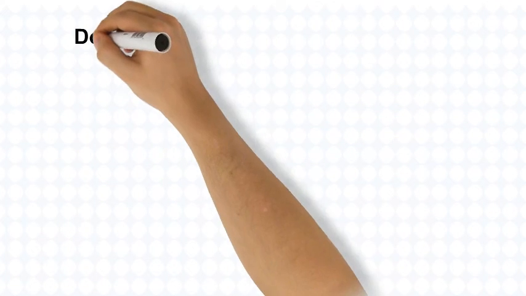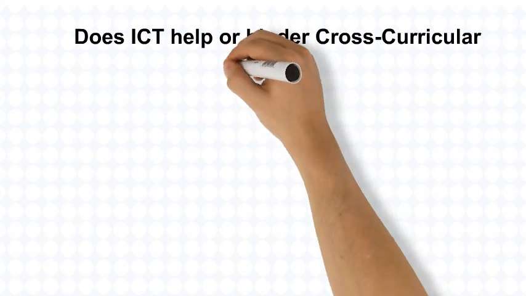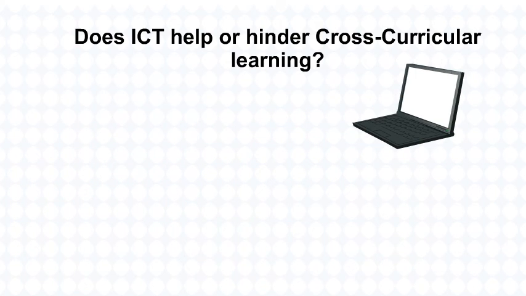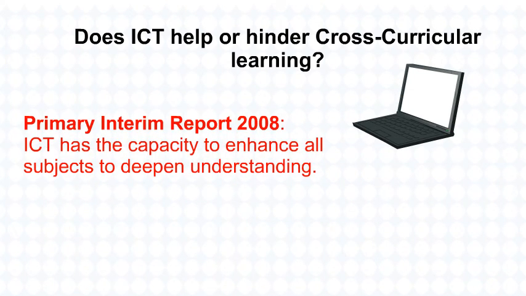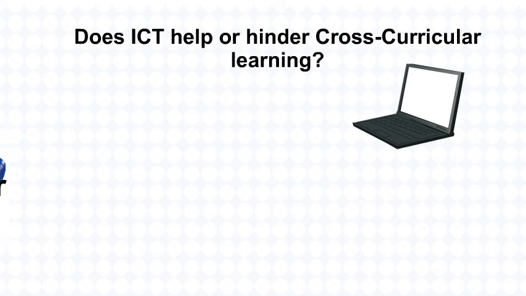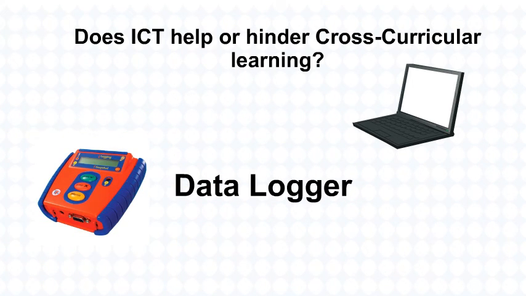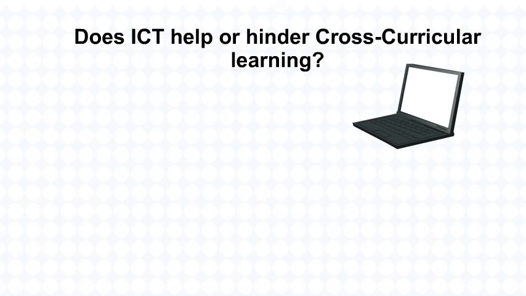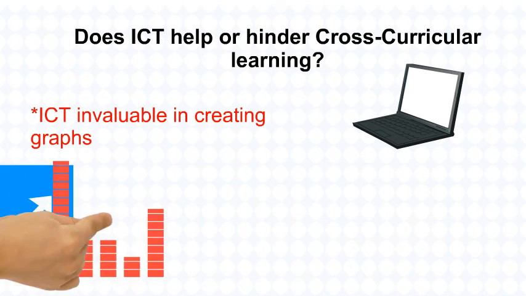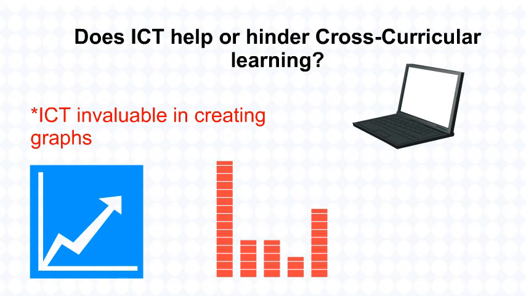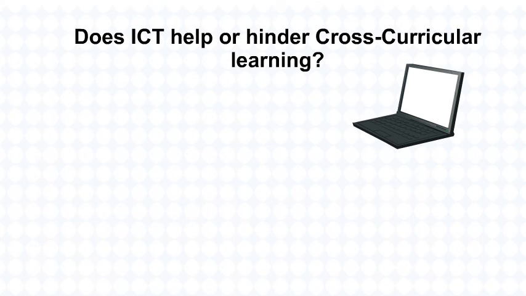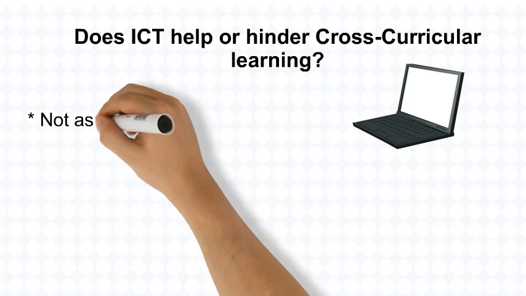In the growing digital age, the use of ICT within the classroom is becoming more important. According to the Primary Interim Report, ICT has the capacity to enhance all subjects to deepen understanding. This may be particularly true for maths and science, for example with the help of data loggers. Technology can be used to accurately record and store information to enable more attention to be given to reasoning and interpretation. In addition to this, ICT is invaluable in creating graphs in a variety of formats, enhancing the data and statistical elements of both maths and science. This, it may be added, however, would not be useful for Key Stage 1 children.